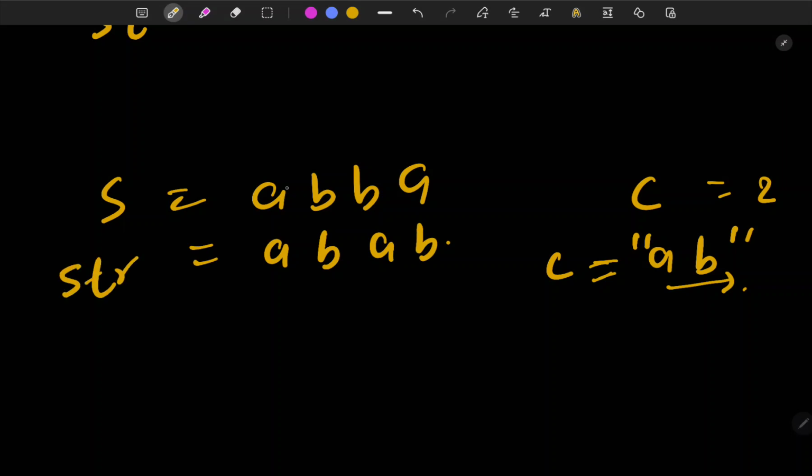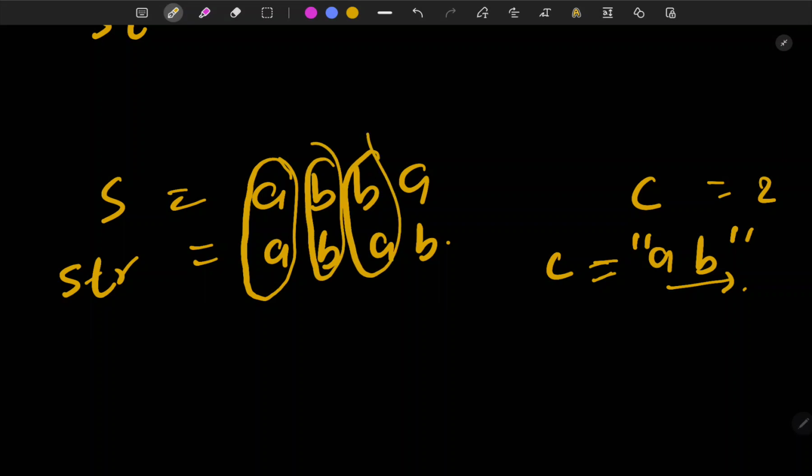And if I compare the string S and str, then I am getting equal, that is good. I am getting equal, that is good. I am not getting equal. Here also I am not getting equal, so it is not good, because if I am getting unequal characters for more than 2 places, then that is not good. So I can't take the string of length 2 also.